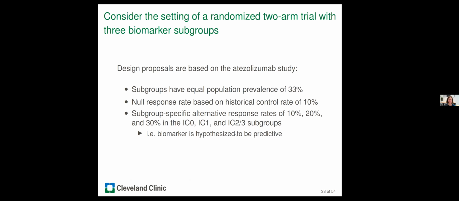So in this case, the biomarker is hypothesized to be predictive, though, as we just saw from the actual results of the trial, we do know now that the biomarker is much more likely a prognostic biomarker, where the response to both the chemotherapy and the atezolizumab treatments were much higher in the biomarker targeted subgroup than in any of the other subgroups. But I'm still basing this design on the hypothesis that the biomarker was predictive, which was the original hypothesis of that study. And I'll come back to this point in a little bit.